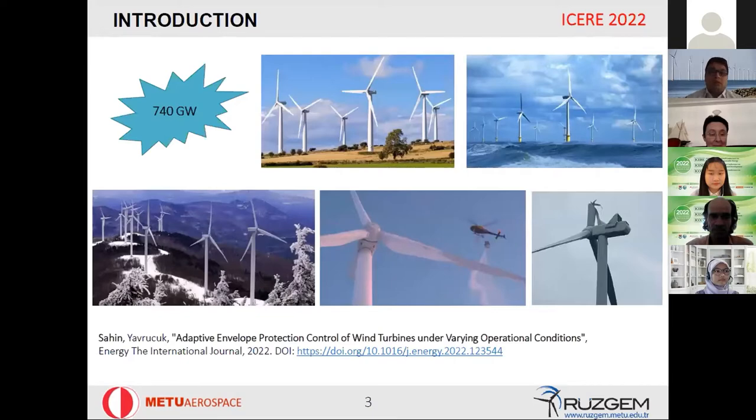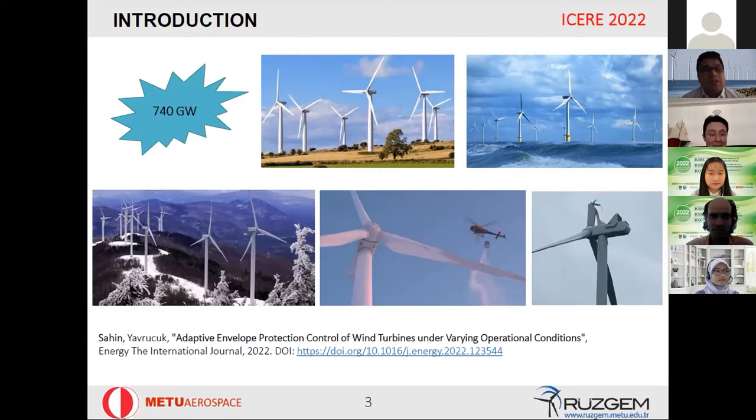First of all, wind turbines are now one of the leading systems for electricity generation in the world, and they are seen as onshore applications and offshore applications, and the offshore applications are gaining popularity within the last decades. These machines are now used by more than 90 countries around the world, and the total installed capacity exceeds 740 gigawatts around the world, according to the last GWEC report.